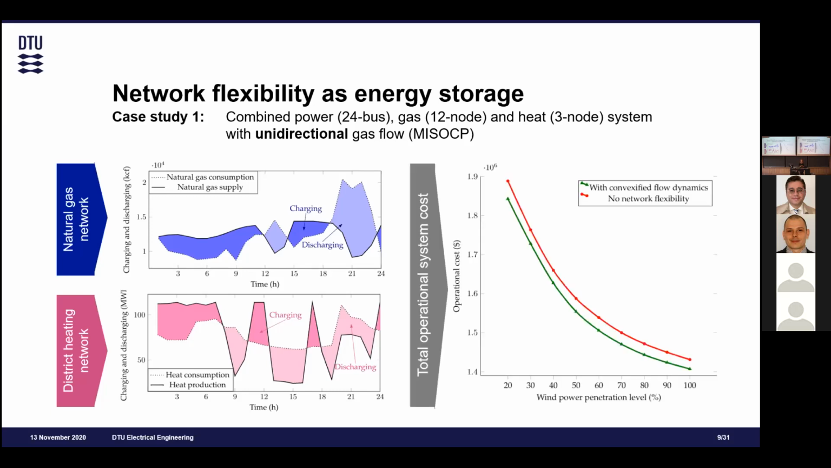The next graph shows the total operational cost of the integrated system under varying levels of wind power penetration, which we define as the total installed wind capacity divided by the maximum electricity demand. And you can see that the costs are decreasing with increasing levels of wind penetration. And furthermore, when we compare our approach here, the green line, to another model that does not account for the flow dynamics and the storage effects of the networks, we can see that including the flow dynamics results on average in a 2% decrease of cost.